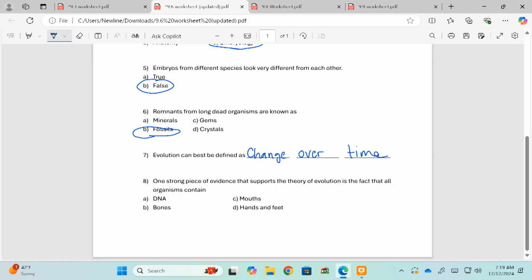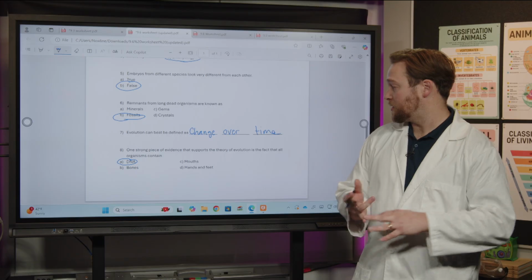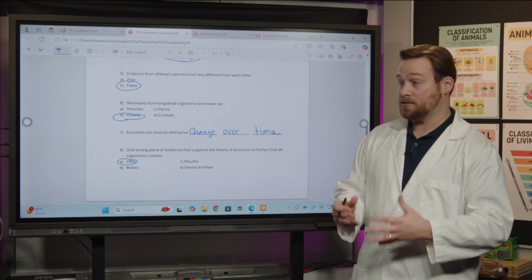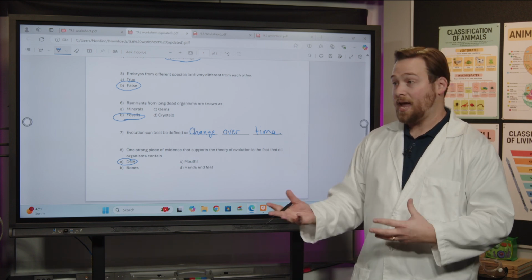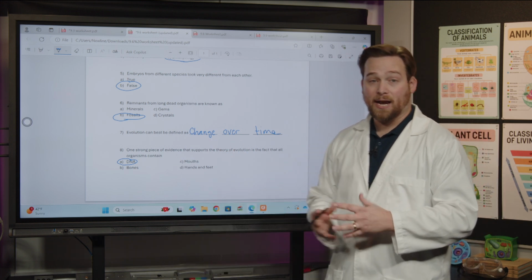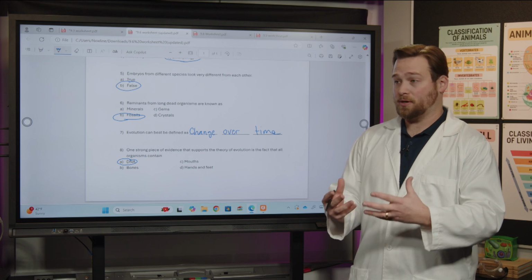Number 8 is the last one here. Number 8 says, one strong piece of evidence that supports the theory of evolution is the fact that all organisms contain. The answer that we want to go with here is A, DNA. Not all organisms have bones, only vertebrates have bones. Not all organisms have a mouth, and not all organisms have hands and feet. But all organisms, bacteria, plants, animals, prokaryotes, eukaryotes, we all have DNA in our cells. And again, for scientists, that's a strong piece of evidence that supports the theory of evolution.